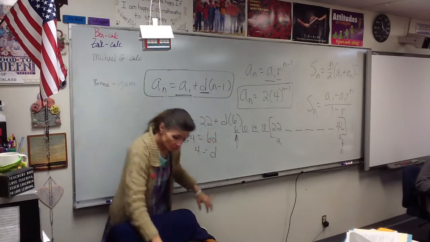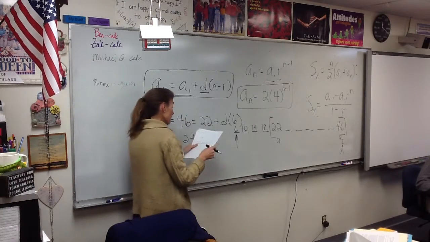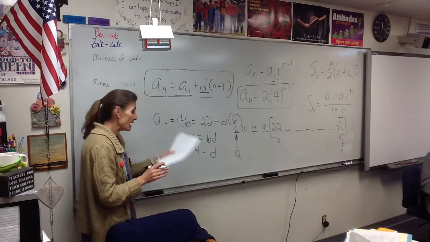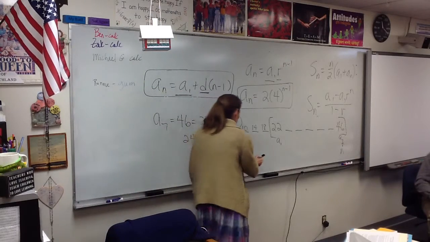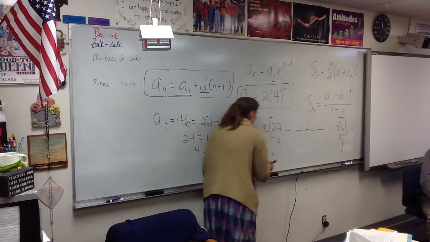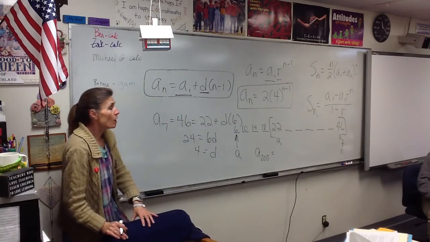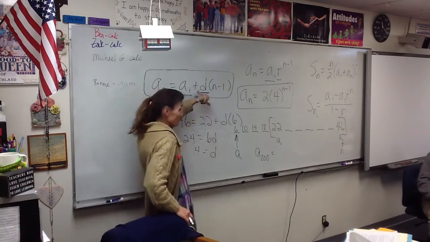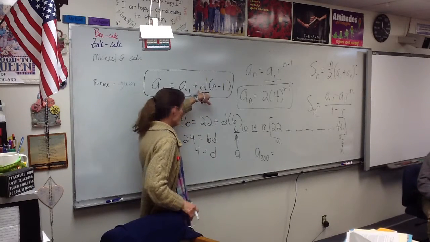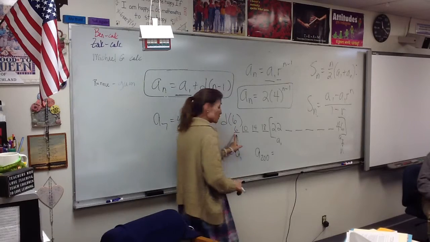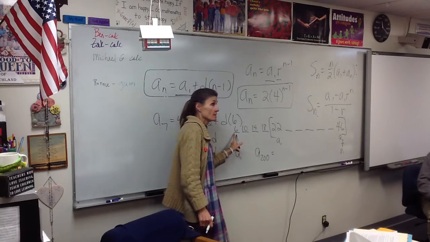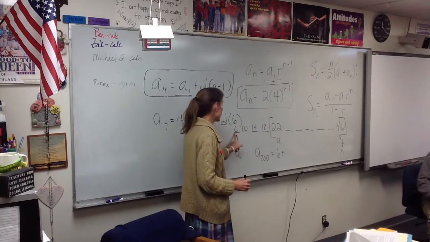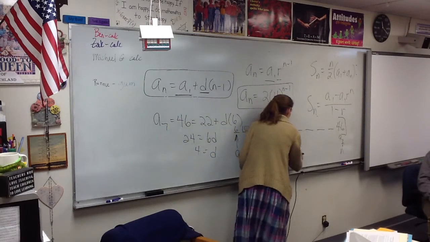Now, I haven't answered the question. Find A sub 1. There it is. And A sub 200. How am I going to find the 200th term in that list? I'm going to use that formula, right? And I'm going to say the first term, which is 6, plus the common difference, which is 4, times 199.